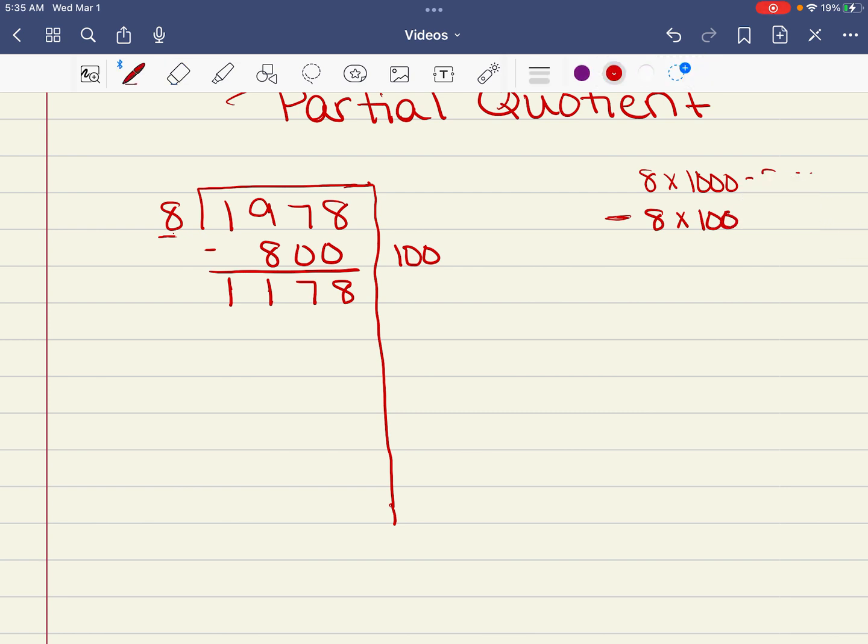out of here, right? Because I can't do 8,000. That's way too big. But I was trying to click my highlighter tool. There we go. I can go ahead and divide another group of 800 because I have 1,178. And this is what I have left over. So let's go ahead and take out another 100 groups of 8. Okay, 100 times 8 is 800. And then we're going to go ahead and subtract and see what we have left.